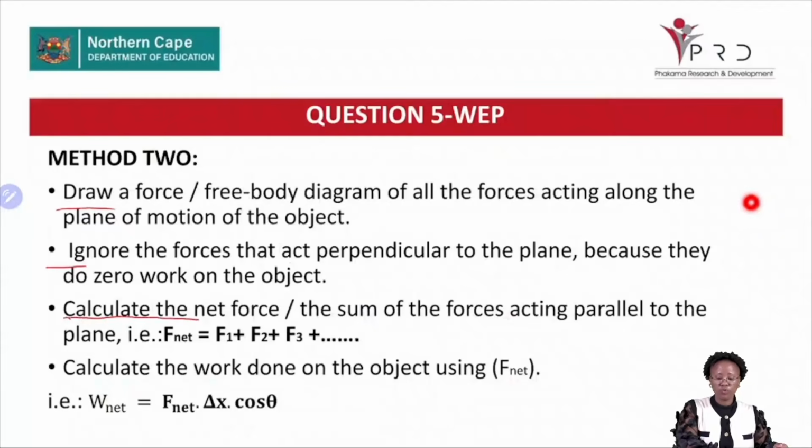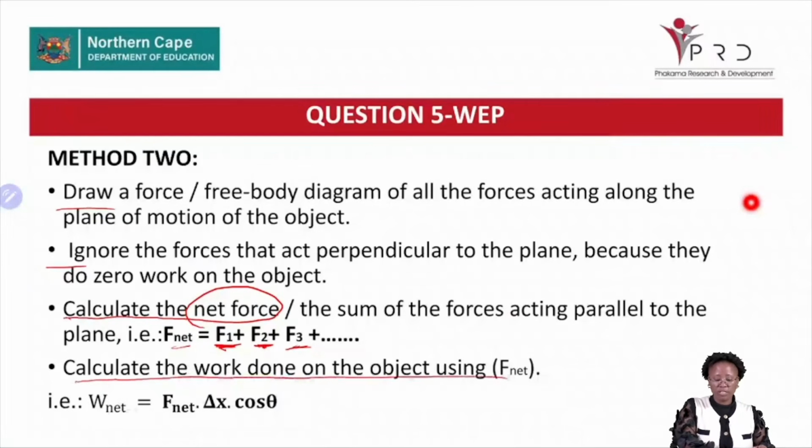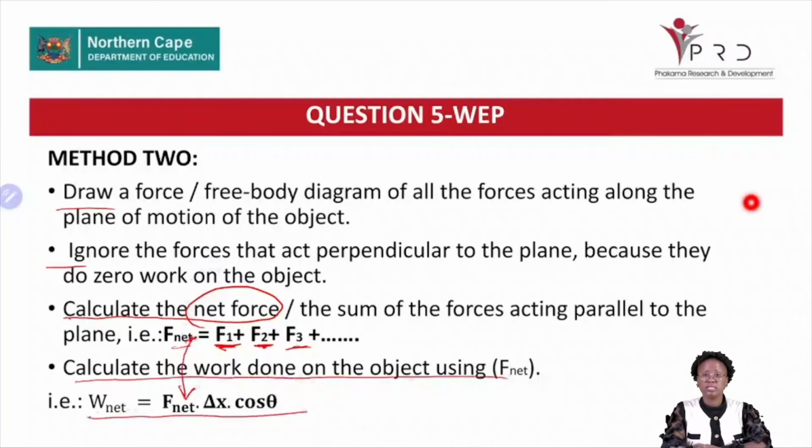Then what you can do, first you calculate their F net. How do you calculate F net? You say, okay, what is the amount of force 1? What is the amount of force 2? If there's 3 forces, what is the amount of force 3? Then from there, you calculate the work done on the object using this formula. You take that F net that you calculated, then substitute it here. That is how you're going to calculate your net work done on the object.